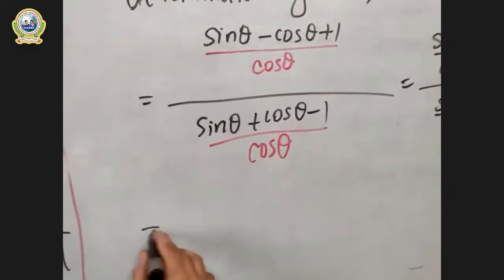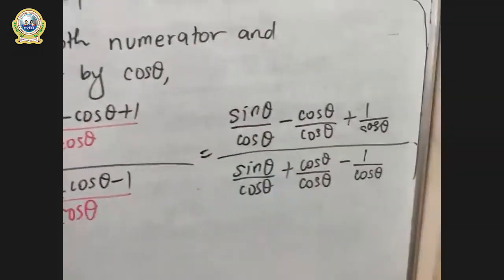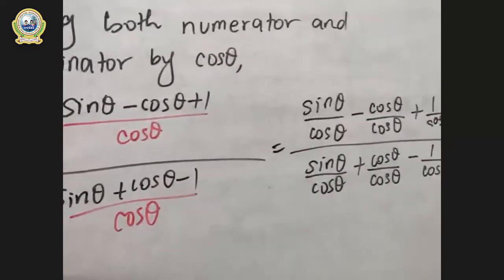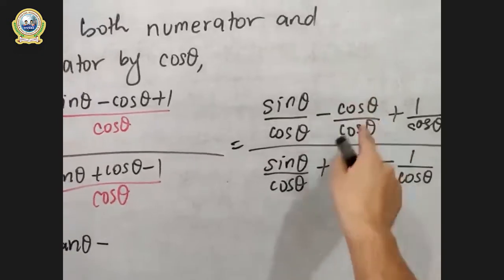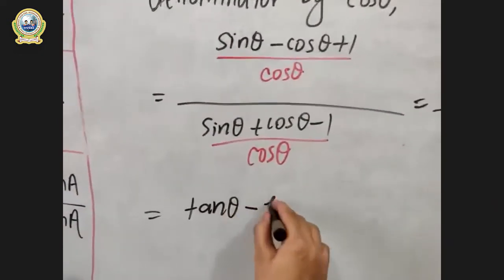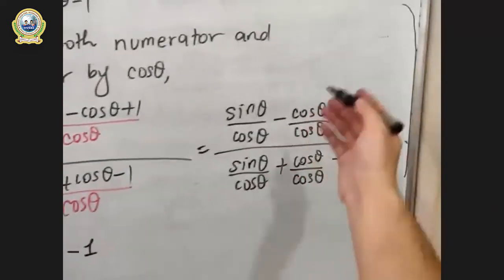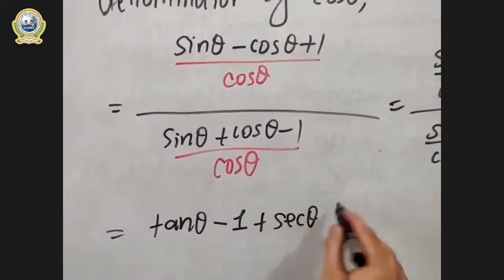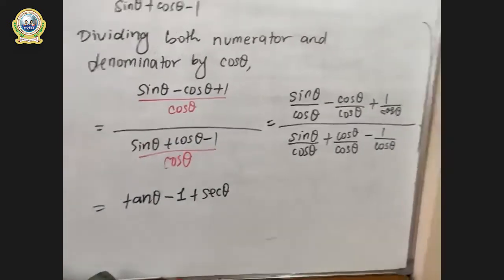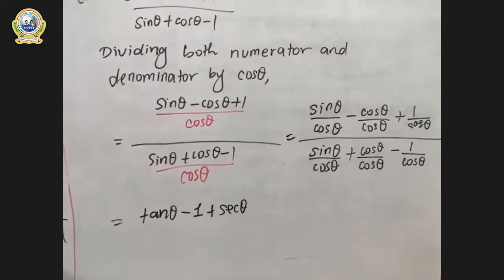And furthermore, look at here, sine by cos will be tan, right? So it can be written as tan theta. And again, cos by cos will be 1. So let's write 1 over here. Again, 1 by cos will be sec, right? So this will be our sec theta. Are you clear? So this is our design of the numerator.